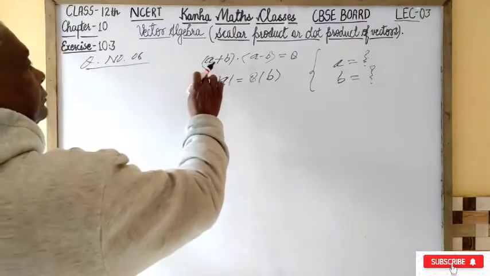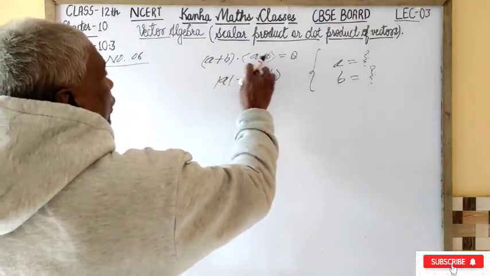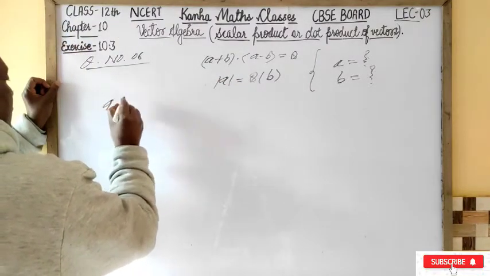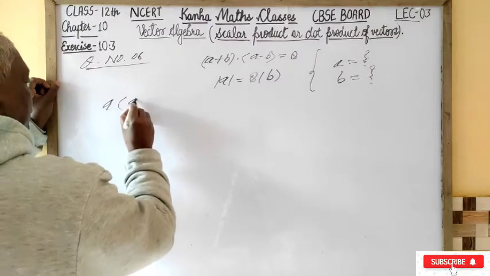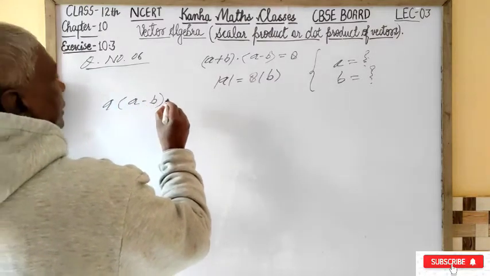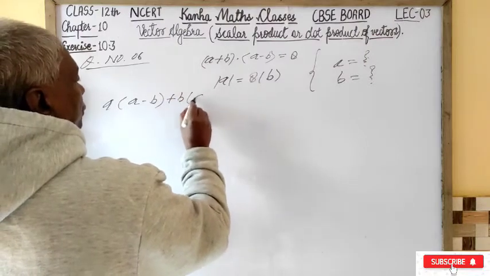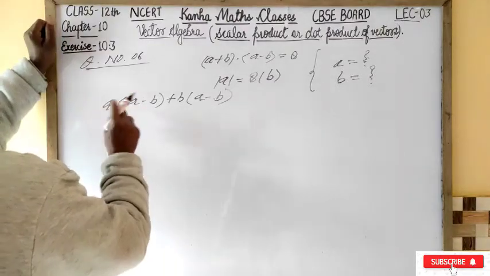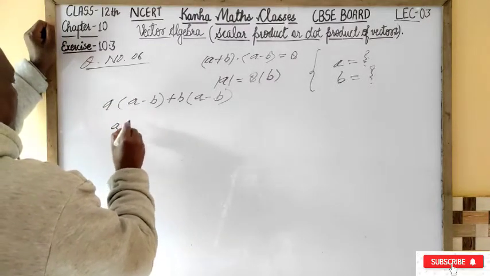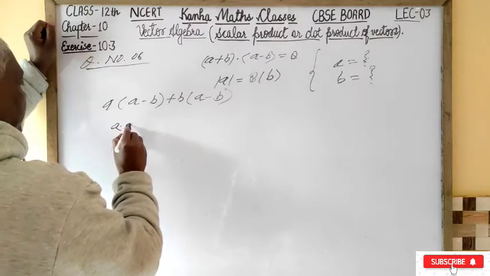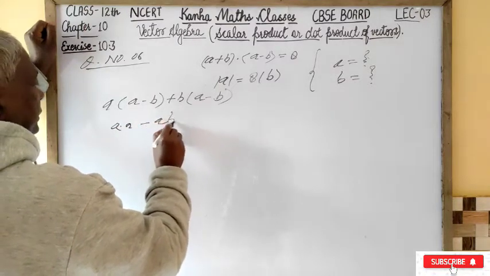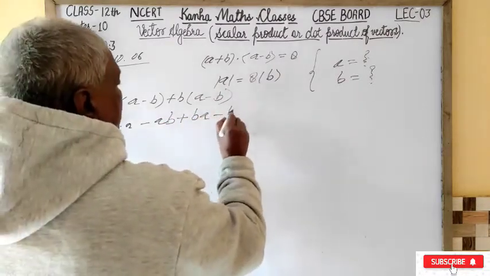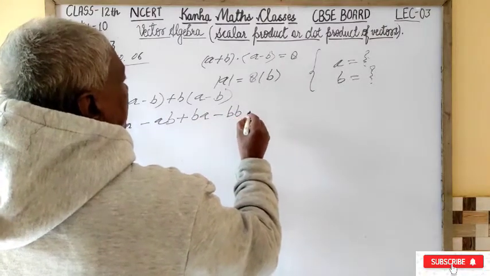Here we will find out the dot product of these two vectors: a into a minus b plus b into a minus b. This will become a dot a minus a dot b plus b dot a minus b dot b is equal to 8.